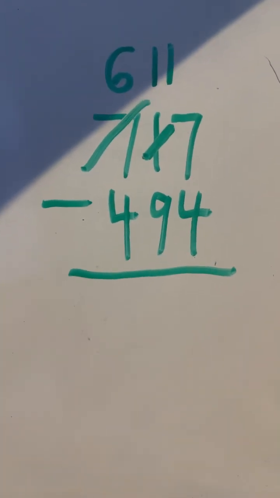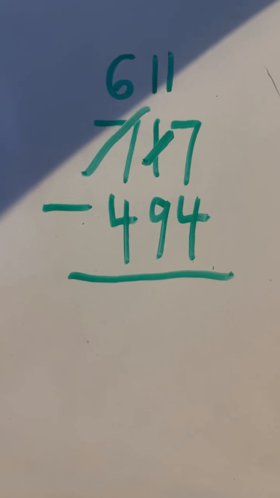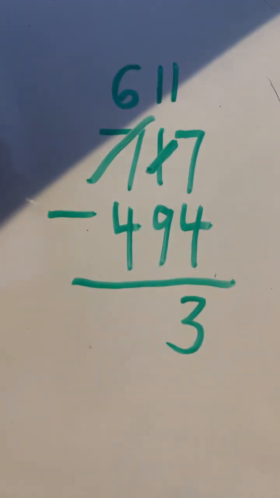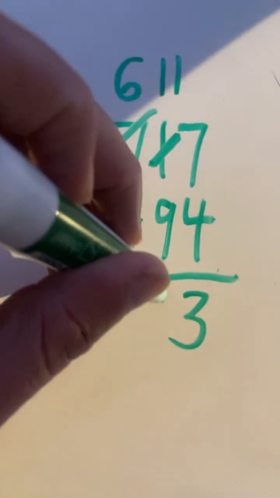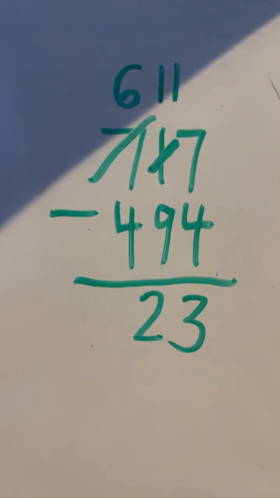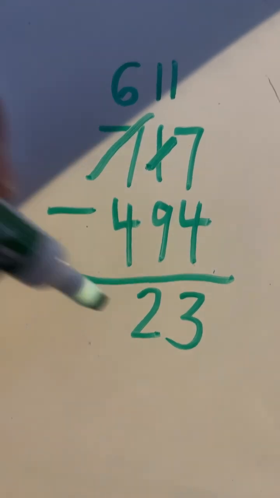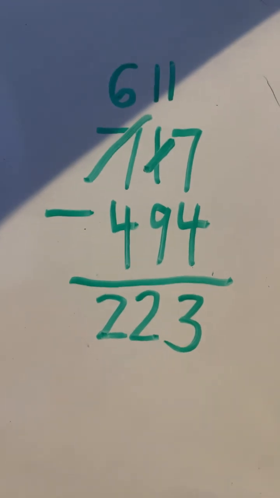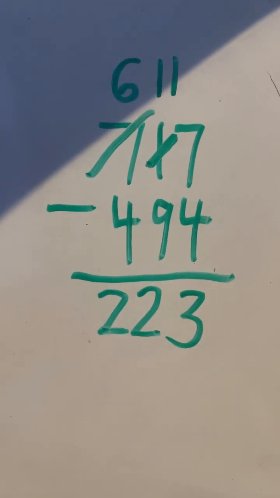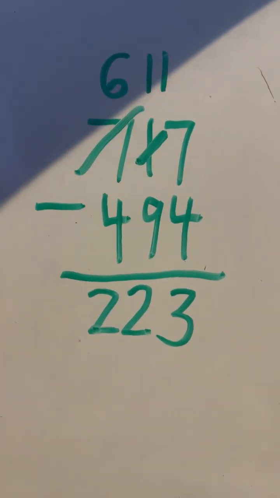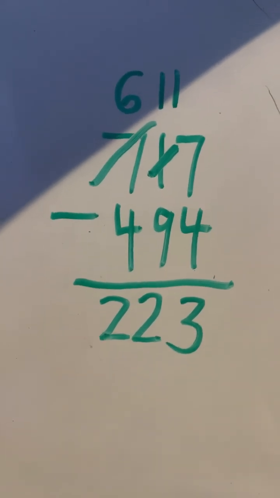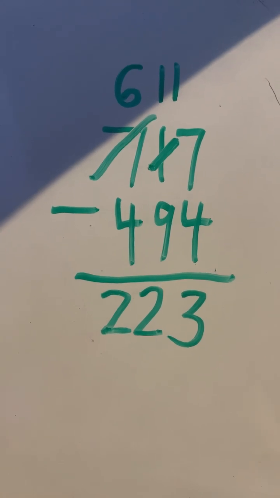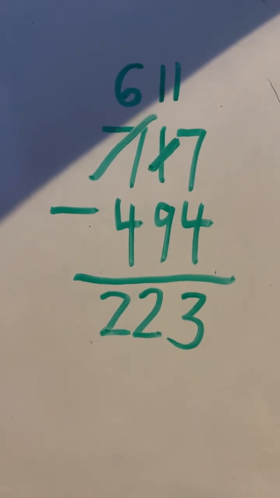And now we are ready to subtract. 7 minus 4 equals 3. 11 minus 9 equals 2. And 6 minus 4 also equals 2. And we have our final answer. 717 minus 494 equals 223.